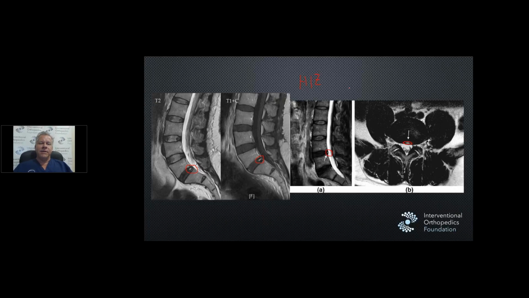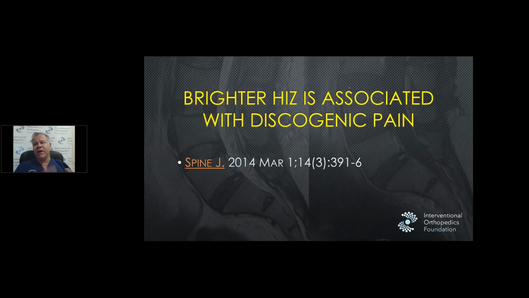Now, is this a very, very important finding, or is this just something that happens as we age? Well, we know that when we look at some of the more recent papers on this, there was a time many years ago, maybe 10, 15 years ago, where it was HIZs. These are important. These are associated with discogenic pain. And then there was a lull in the literature about 5 years ago where some people started to come back and say, well, no, they're also found in asymptomatic controls. And it seems like the more recent literature is associating this brighter HIZ with discogenic pain.